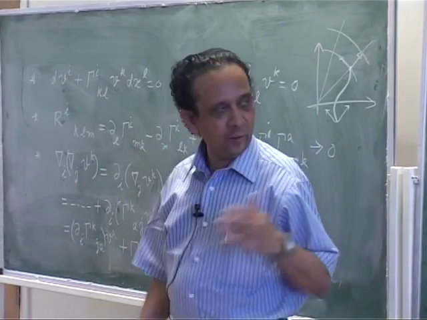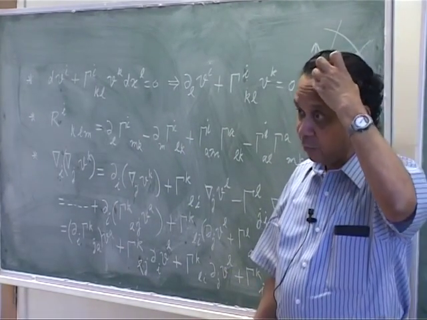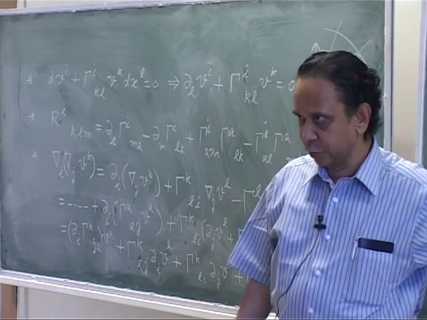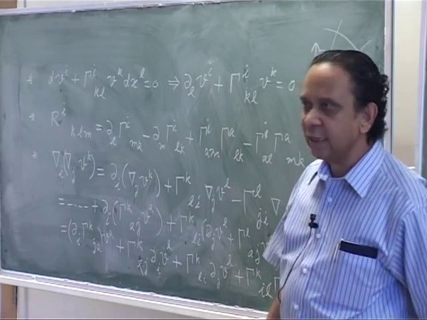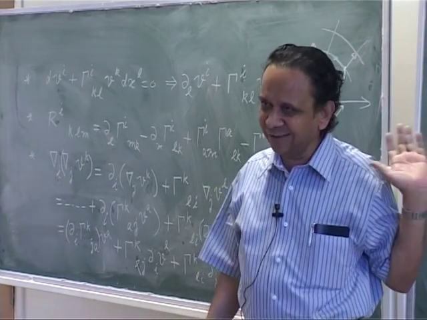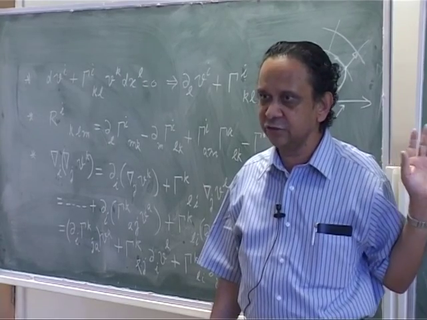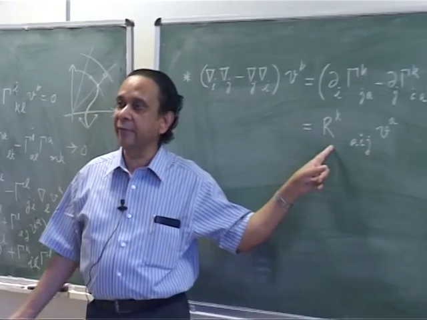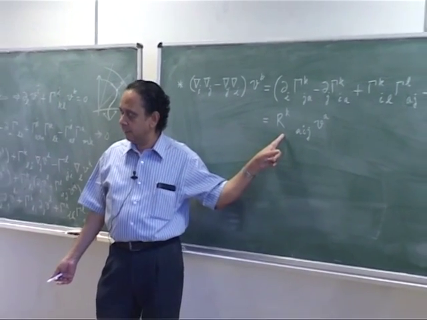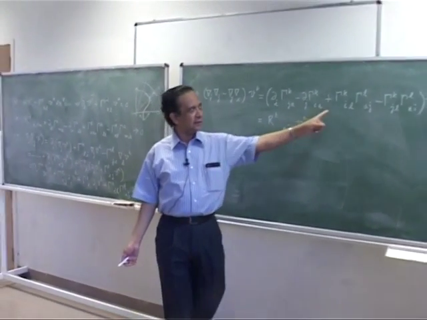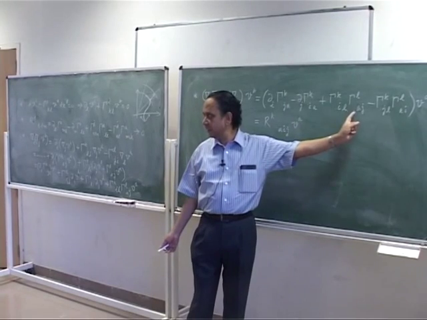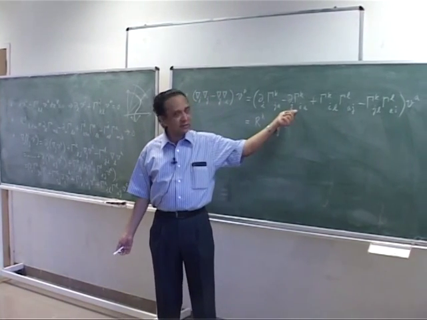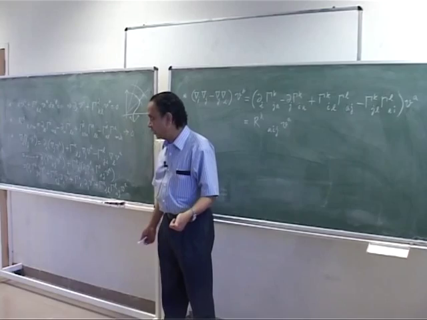Now I want to take up the next most important property of this. But before I do that, I want you to notice one thing which is sort of obvious, but I want to stress the point: this involves second derivatives of the metric, right? Because these things are fine, these are just quadratic in the first derivatives of the metric, but these terms are going to involve second derivatives of the metric.